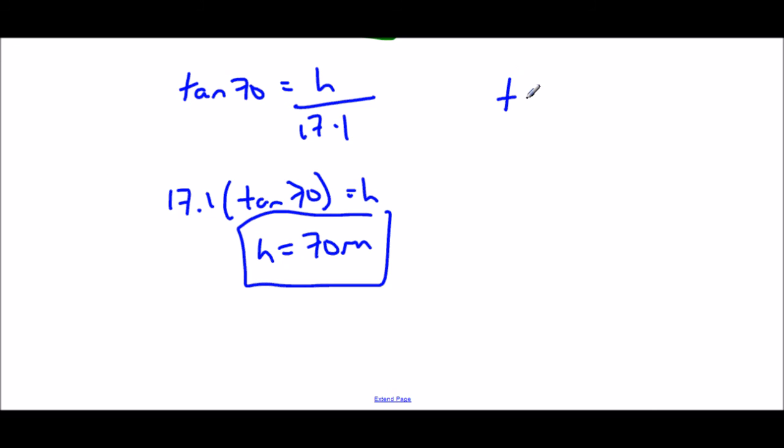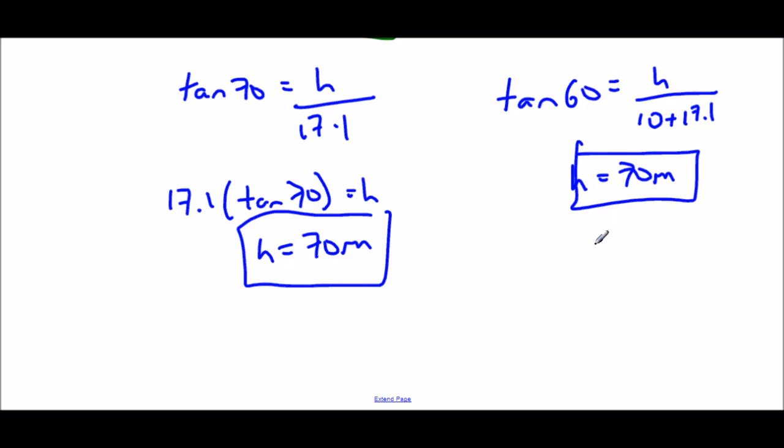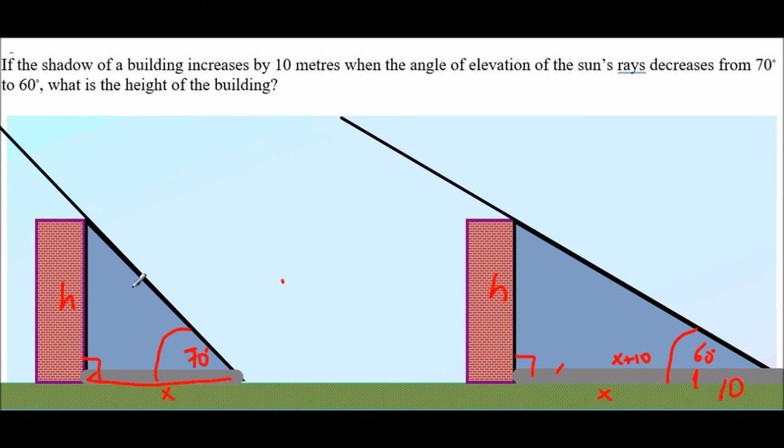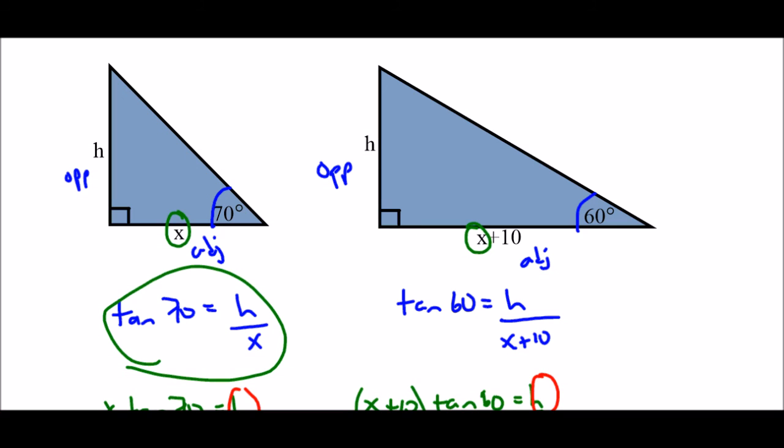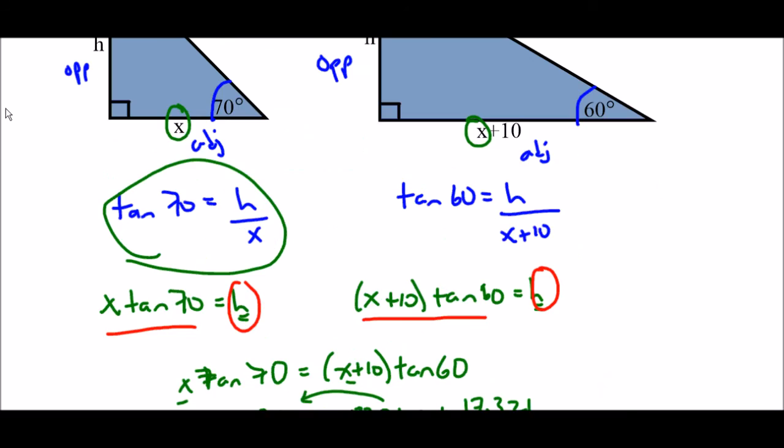And if I had subbed that value of x into this equation instead, 10 plus 17.1, then I would have been able to calculate in this equation that h is also 70 meters, which is good. Again, it's the same building. So this was really just me checking my work. So I hope that was clear. Again, we had two right-angled triangles with two unknown values, but because they shared values, we were able to solve using linear systems. So again, the height of the building, 70 meters.